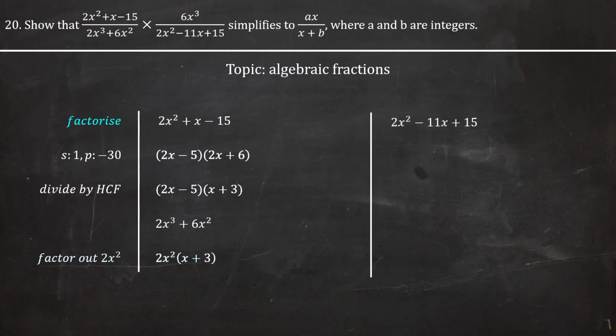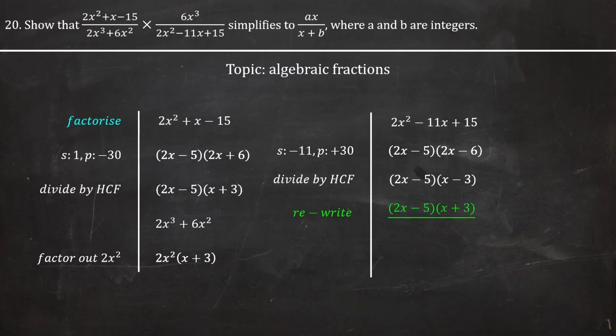Then finally, 2x squared minus 11x plus 15. Same thing, open the bracket with 2x because the coefficient of x squared is 2. Two numbers that add to minus 11 and times to 30, there is going to be minus 5 and minus 6. Divide by the highest common factor, so on the first bracket we're going to get 2x minus 5 because the highest common factor is 1. Divide the second bracket by 2, you get x minus 3.